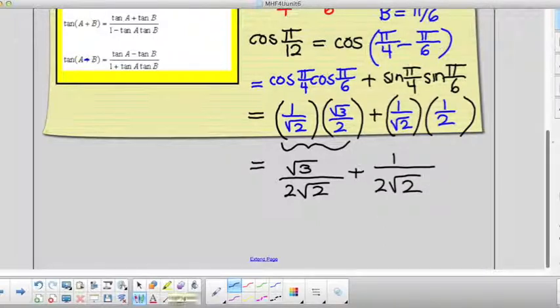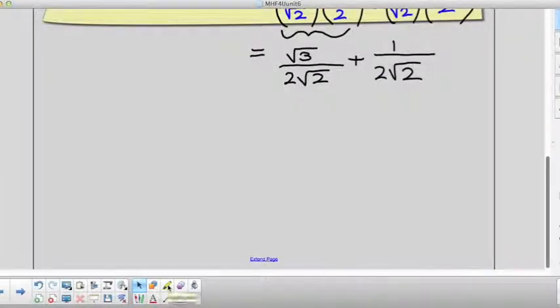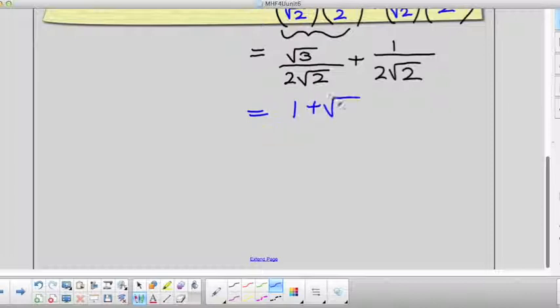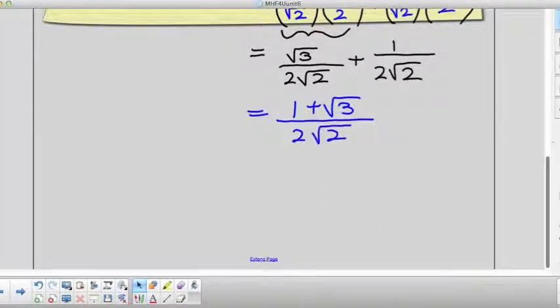Now the whole reason you learned a whole unit or 2 units in MHF4U on radicals is so that when you came to trigonometry and figuring out exact values in trigonometry, you'd know what to do. In this case, I have a common denominator, so this simplifies to 1 plus root 3 over the common denominator of 2 root 2. Now, can someone tell me why I cannot leave my answer like this? What do I have to do now?